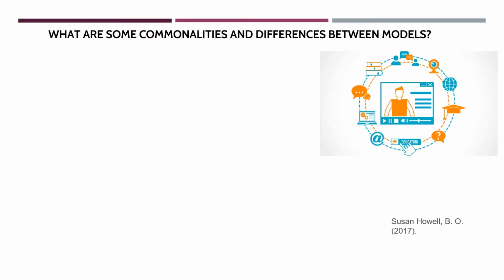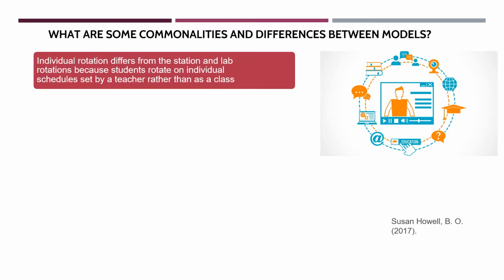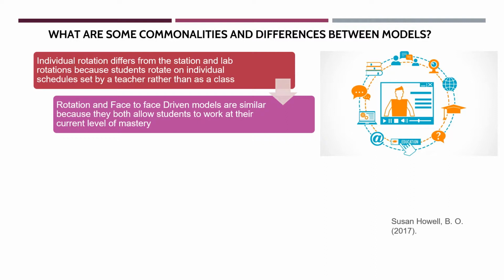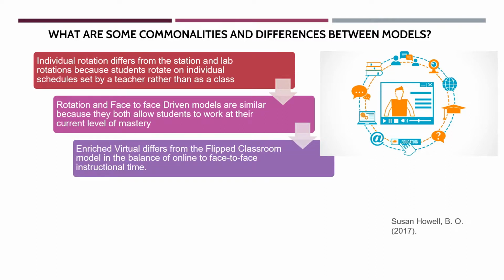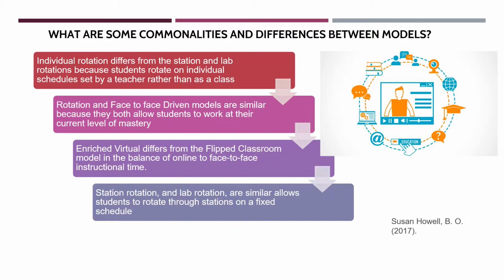What are some of the commonalities and differences between models? Individual rotation differs from station and lab rotation because students rotate on an individual schedule set by a teacher rather than in class. Rotation and face-to-face driven models are similar because they both allow students to work at their own current level of mastery. Enriched virtual differs from the flipped classroom model in the balance of online to face-to-face instruction time. Station rotation and lab rotation are similar, allowing the student to rotate through stations on a fixed schedule.